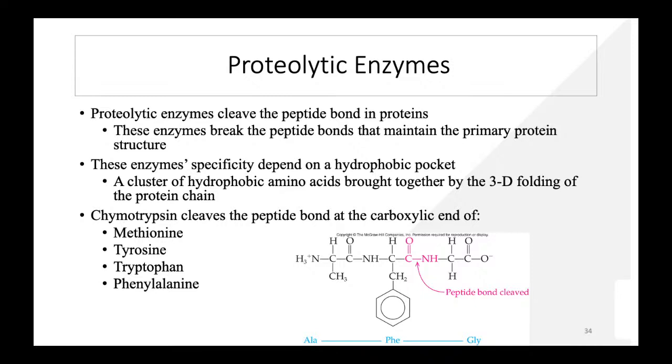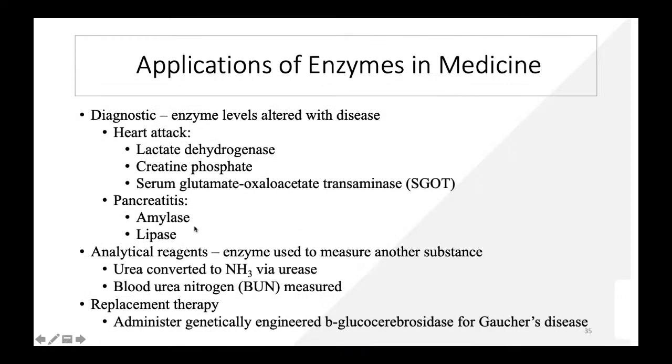Then there are proteolytic enzymes which cleave the peptide bonds in proteins. So like this, you have alanine, phenylalanine, glycine, and breaking of this peptide bond is possible. Chymotrypsin is the one which breaks the peptide bonds of methionine, tyrosine, tryptophan, and phenylalanine.